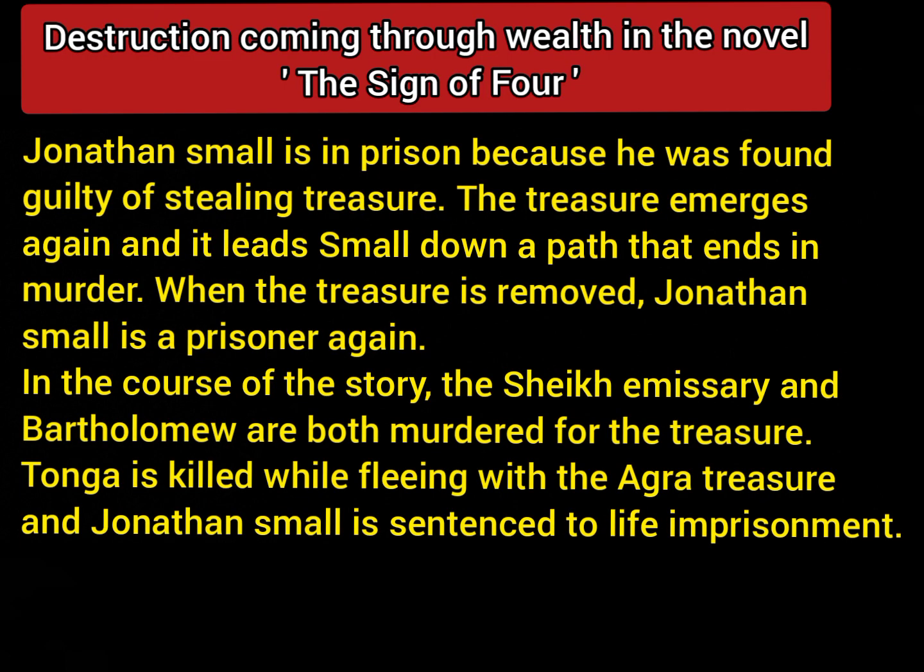Jonathan Small is in prison because he was found guilty of stealing treasure. The treasure emerges again and it leads Small down a path that ends in murder. When the treasure is removed, Jonathan Small is a prisoner again. In the course of the story, the Sheikh's emissary and Bartholomew are both murdered for the treasure. Tonga is killed while fleeing with the Agra treasure, and Jonathan Small is sentenced to life imprisonment.